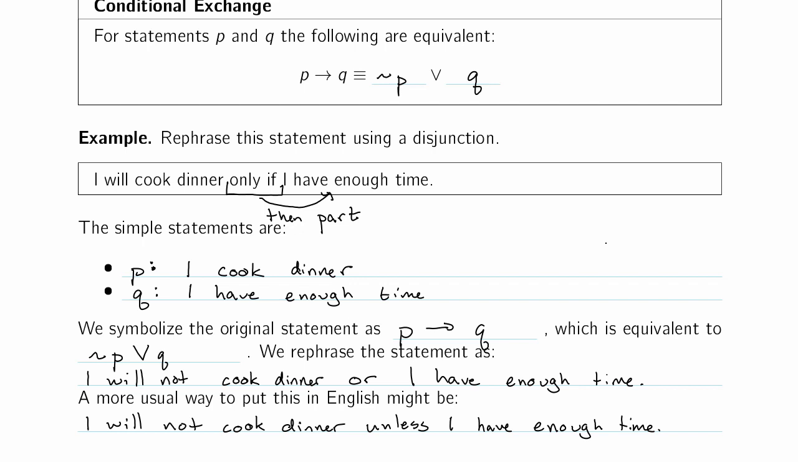And I think we do see that I will cook dinner only if I have enough time, and I will not cook dinner unless I have enough time. Those sentences really do carry very much the same meaning. They're giving us information probably about why I'm not going to cook dinner, namely not having enough time.